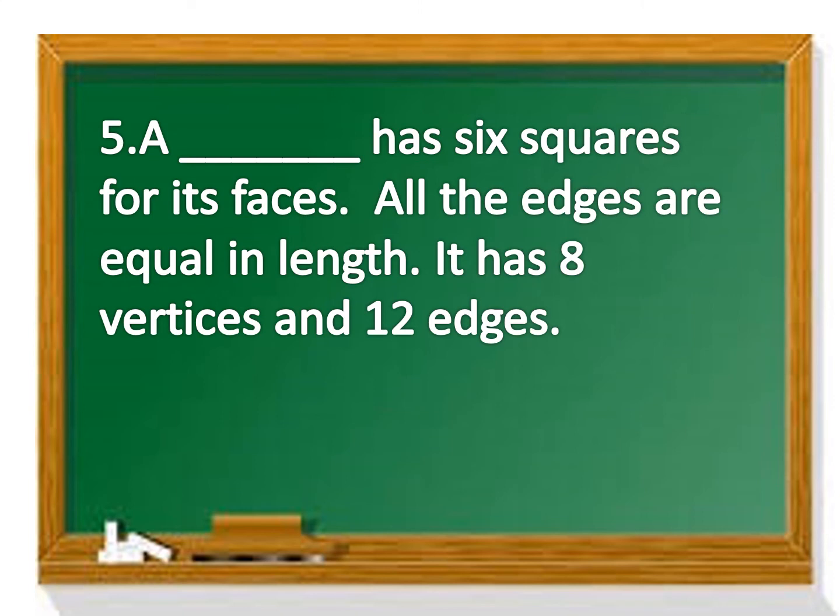And last, number 5. A blank has 6 squares for its faces. All the edges are equal in length. It has 8 vertices and 12 edges. What solid figure is being described? The answer is cube. Good job, kids. Thank you for answering the learning test.